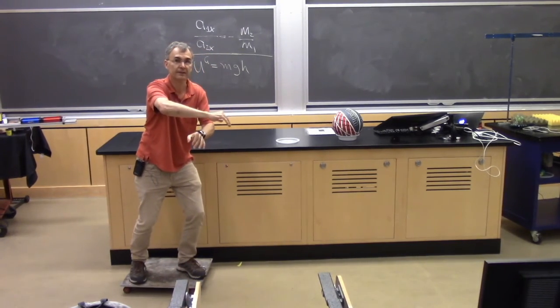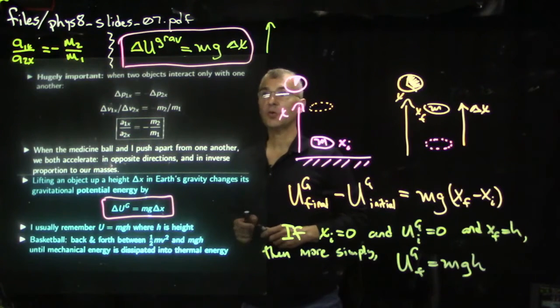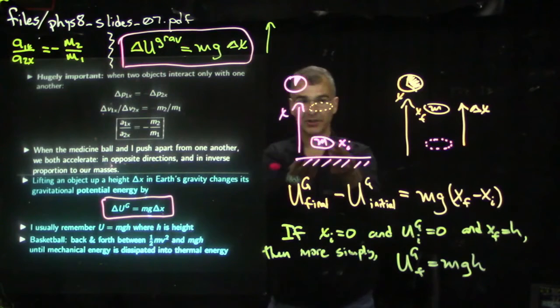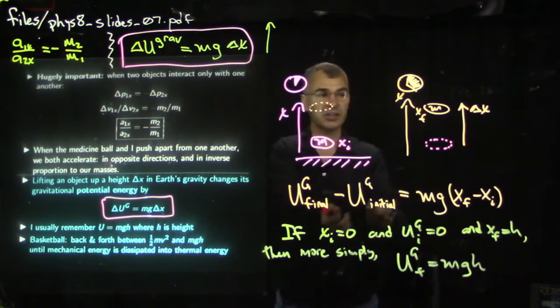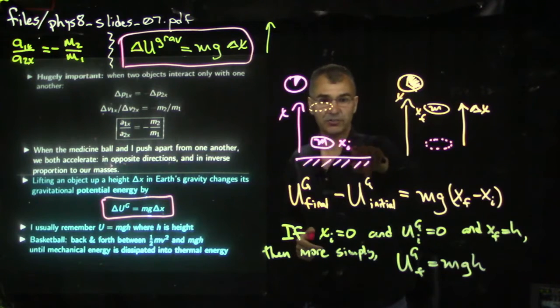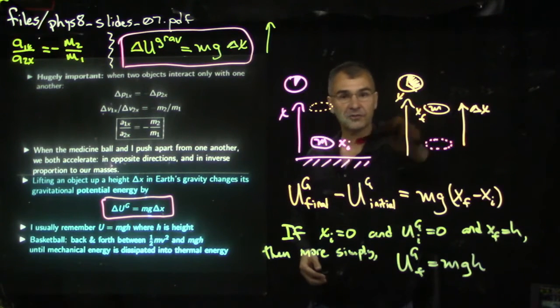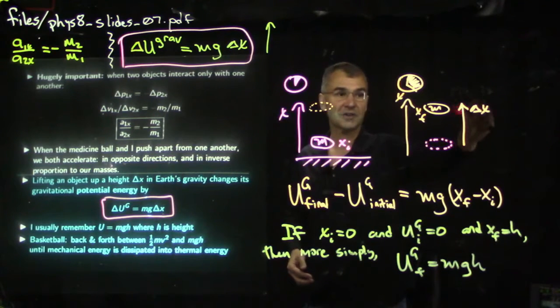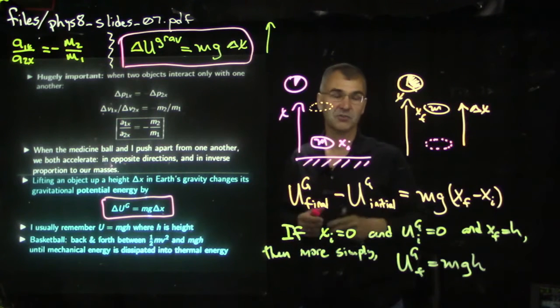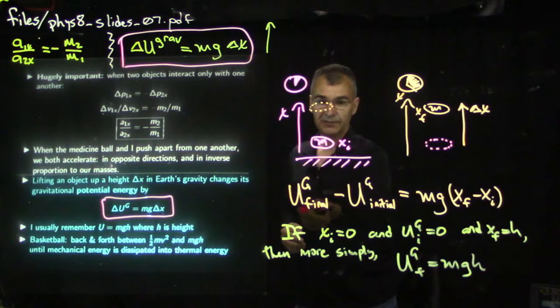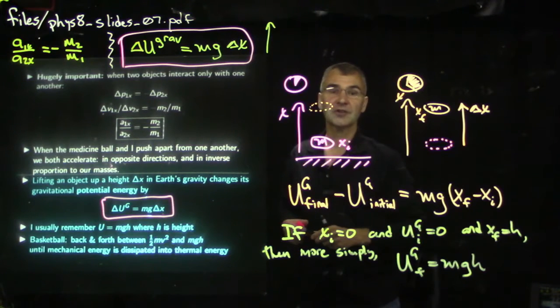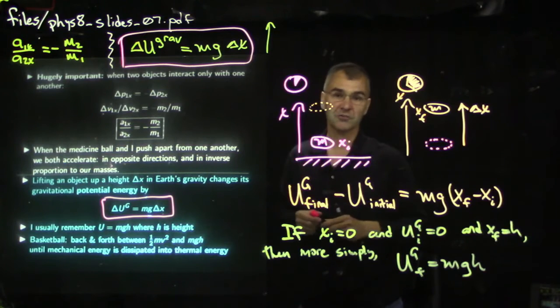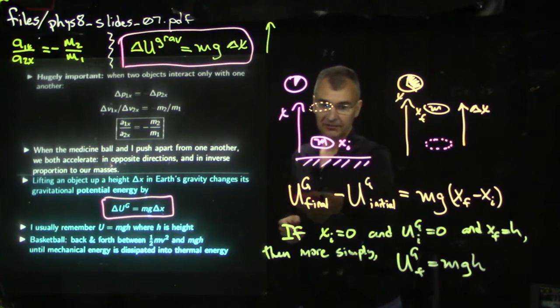That was pretty good. So again, the second key quantitative result from Chapter 7 is that if you lift an object up by a change in height delta x, so let's say here's x initial and here's x final, and the difference in height between x final and x initial is delta x, so delta x is x final minus x initial, then the change in gravitational potential energy of the object plus Earth system, like this is a ball usually for me, so that's U gravitational final minus U gravitational initial.